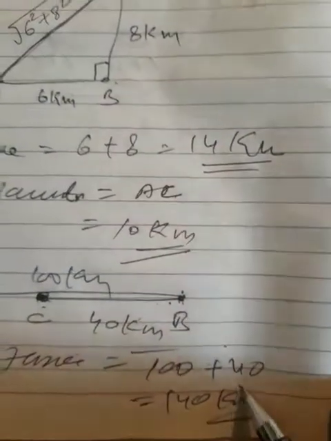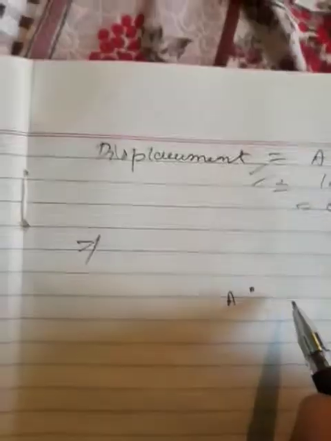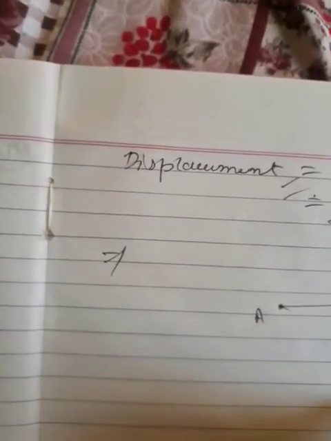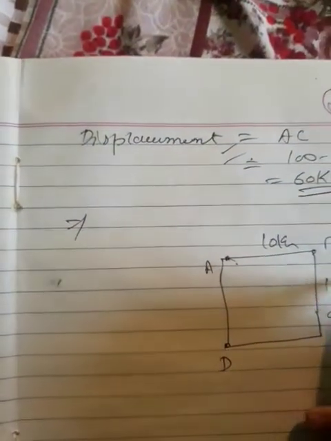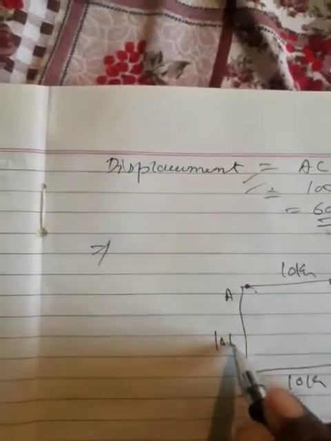And so your displacement is only 60 kilometer, but distance is 140 kilometer. This is your distance and the displacement. Suppose an object starts at point A and goes to point B, then point C, then point D, and then reaches point A. Suppose the object moves from A to B 10 kilometer, B to C 10 kilometer, C to D 10 kilometer, and D to A also 10 kilometer.